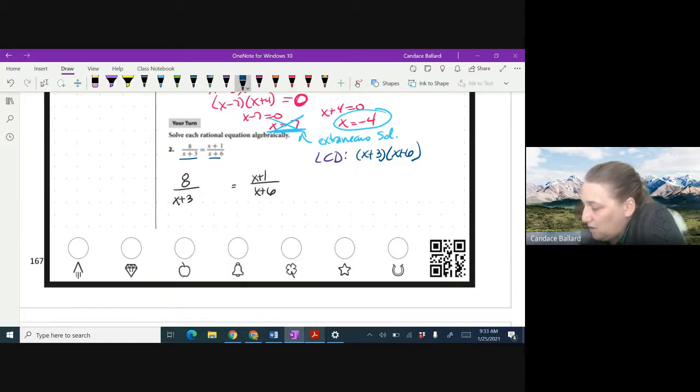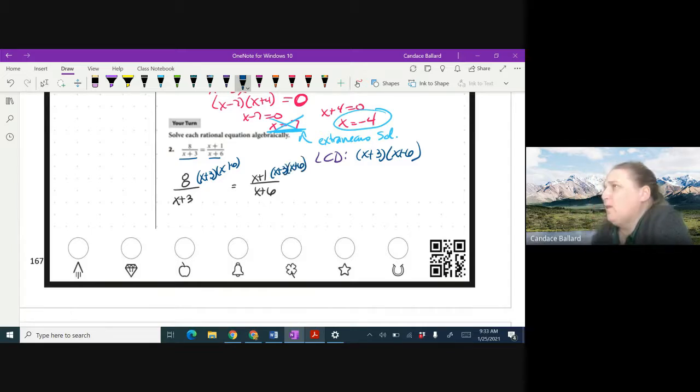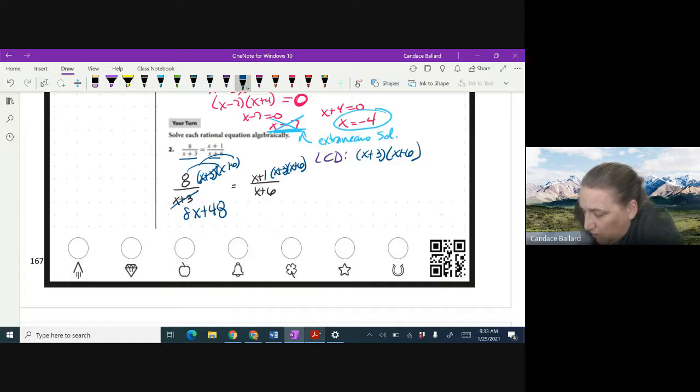And I'm going to multiply everything by the LCD, x plus 3 times x plus 6. Perfect. All right. We are going to do our favorite thing, canceling, right? So we're going to cancel the x plus 3. I'm going to distribute the 8. So 8x plus 48. Make sure my arithmetic's correct. All right, I'm going to cancel the x plus 6. Ooh, what do I get to do this time?